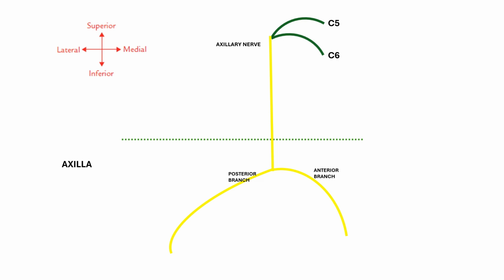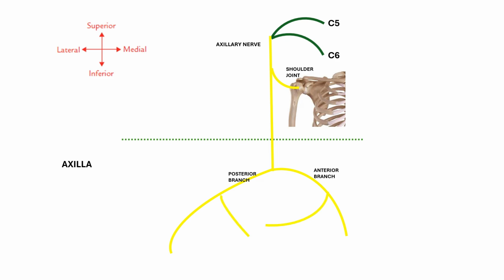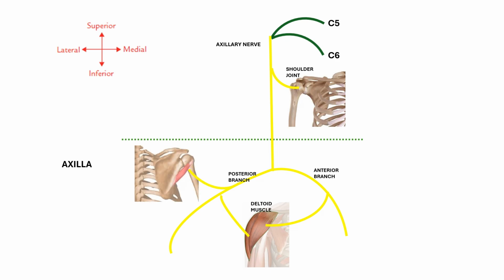Now let's look at the branches. So near the surgical neck, it gives a branch to the shoulder joint. And the anterior and the posterior branch, they supply the deltoid muscle. The posterior branch also gives a branch to the teres minor muscle, and this posterior branch you need to know that it ends up in a pseudoganglion. And the cutaneous branches are also given by both the anterior and posterior divisions.